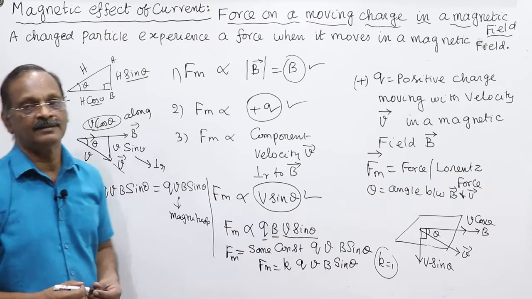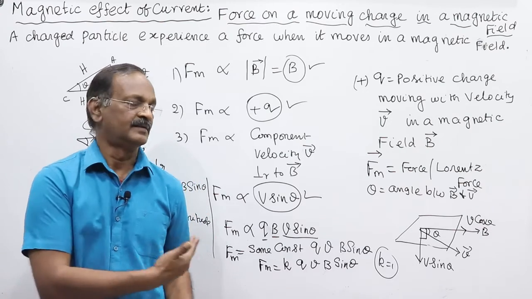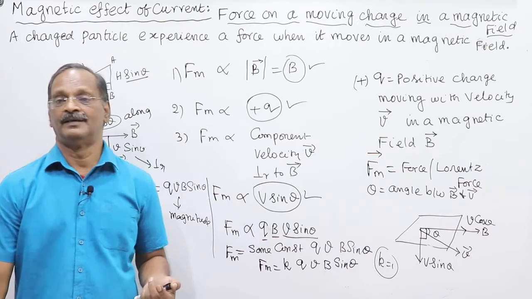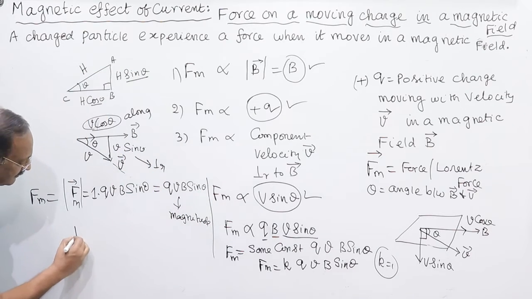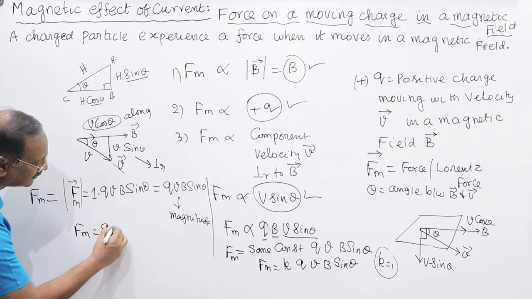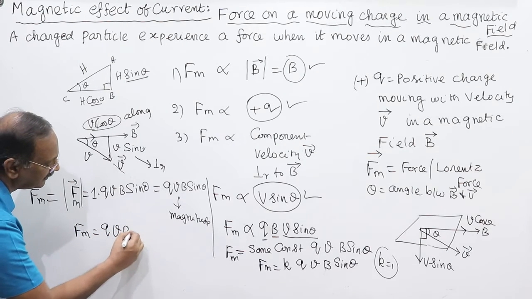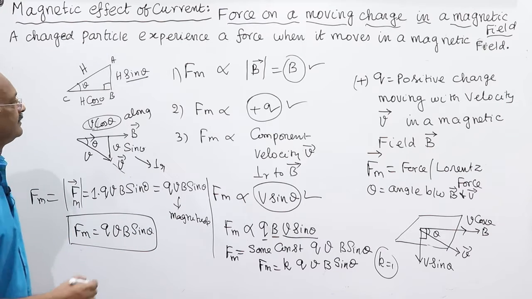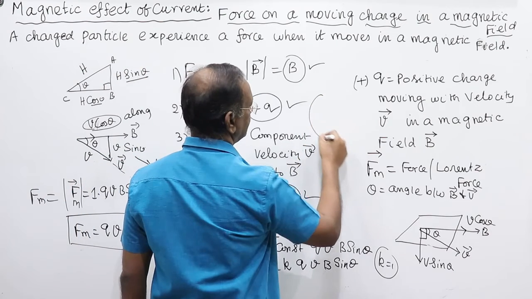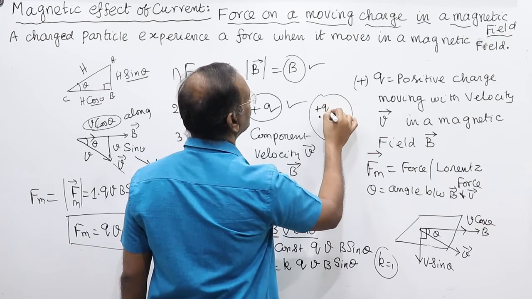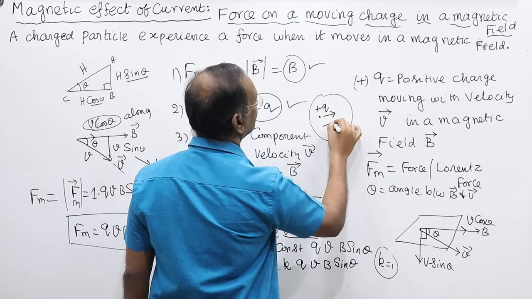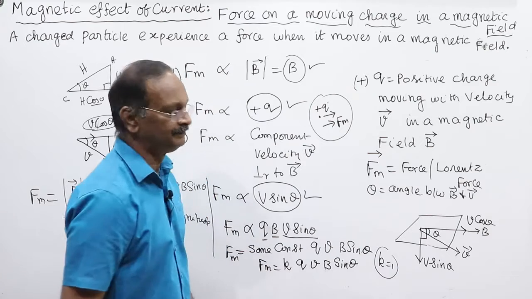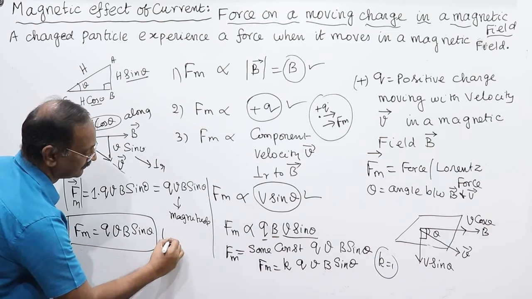Now we have to find out the magnitude. There are several rules to find out the direction. First we will find out the magnitude. We must have seen this in the vector product. So this force, we will write only in magnitude, is equal to Q V B sin theta. This is the force which, suppose a charge plus Q is moving in this magnetic field, it will experience a magnetic force due to this magnetic field, and this is called Lorentz force.